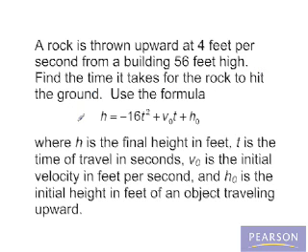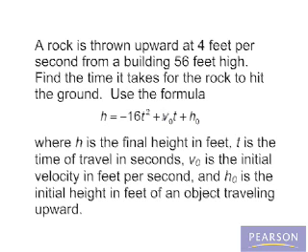Use the formula h equals negative 16t squared plus v sub 0 times t plus h sub 0, where h is the final height in feet, t is the time of travel in seconds, v sub 0 is the initial velocity in feet per second, and h sub 0 is the initial height in feet of an object traveling upward.